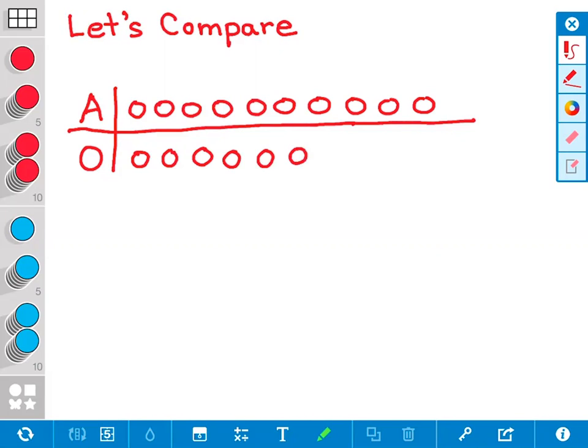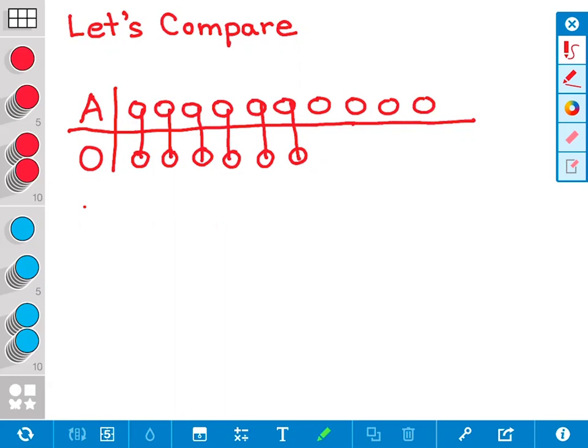Now I have a comparing chart that I can look at. I have my apples on top and my oranges on the bottom. Now, to make the comparing easier, you can do the one-to-one correspondence that we've been learning. One-to-one, one-to-one, one-to-one, one-to-one, one-to-one. Now look at that. We've matched up.